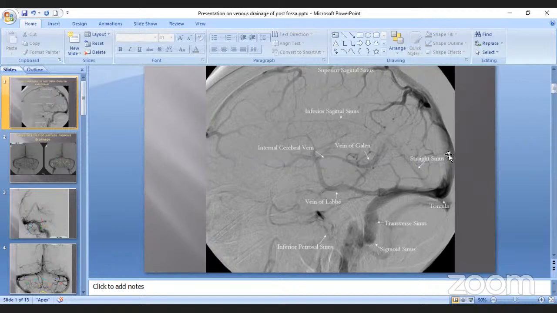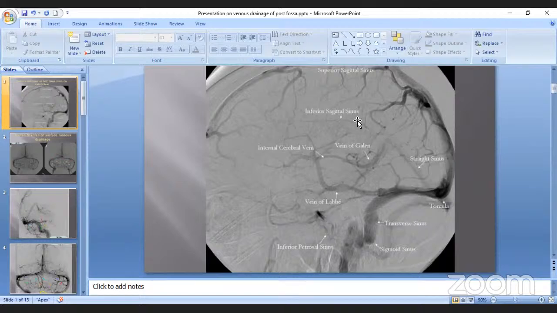This superior sagittal sinus and the transverse sinuses have a confluence where they meet up, the confluence of the sinuses or torcular. Inferiorly, the transverse sinus turns down and is continued with the sigmoid sinus, which is continued inferiorly into the internal jugular vein.